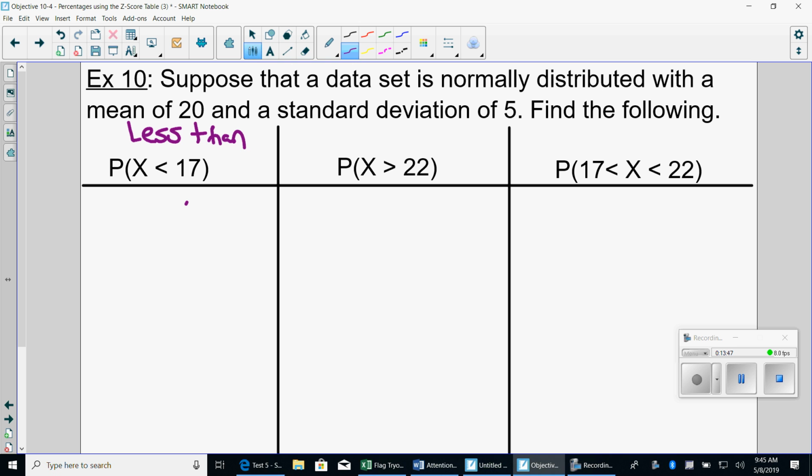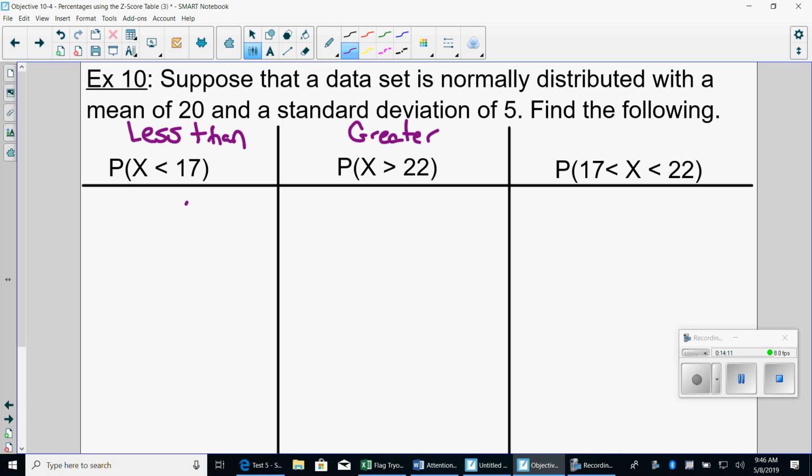And then here, this says find the probability that it is greater than 22, which means you're just going to subtract from 1. Okay, to find it on the other side. This is kind of recapping all 3 ways. And then this is asking, find the probability that X is what?